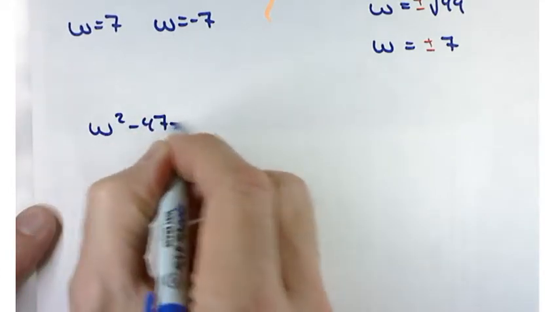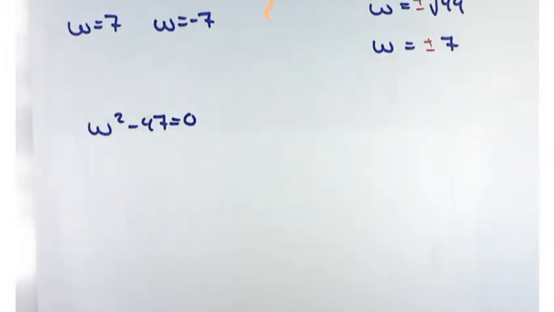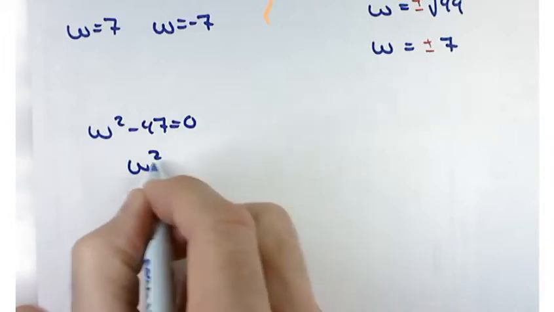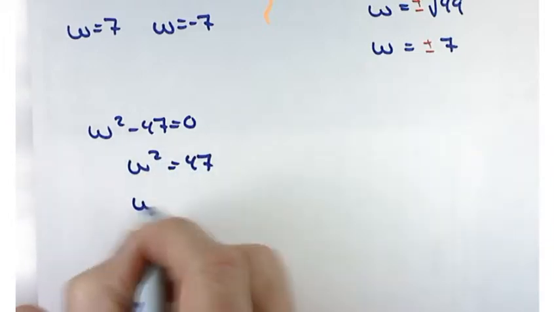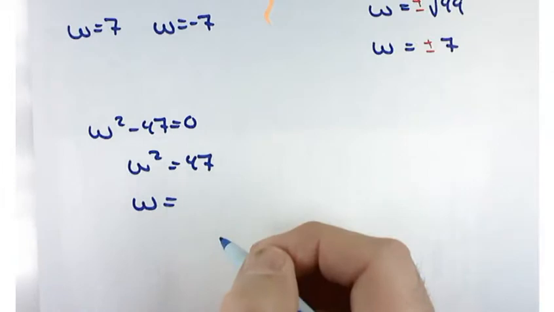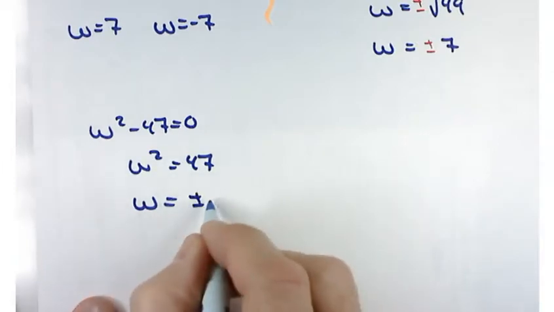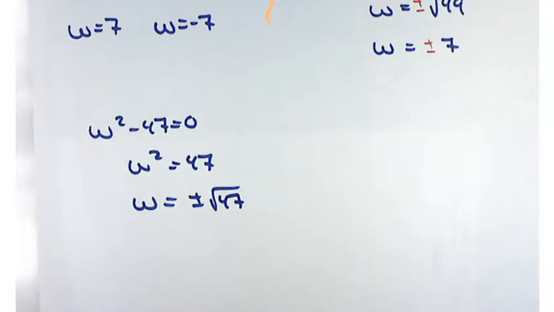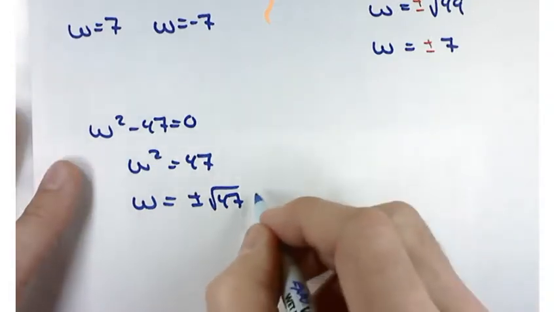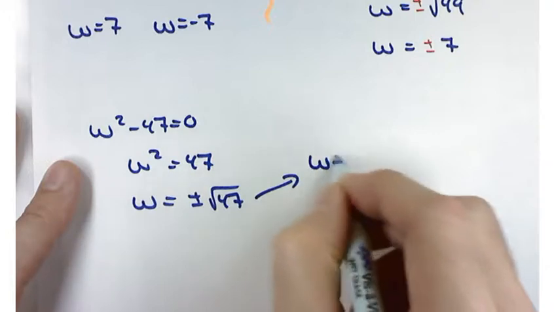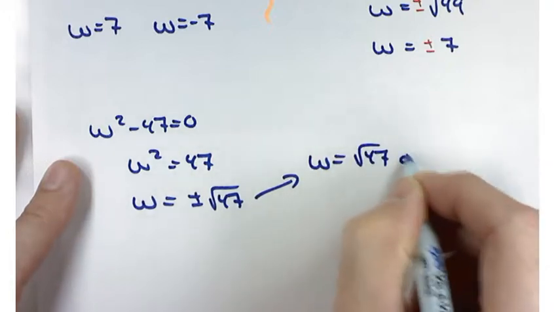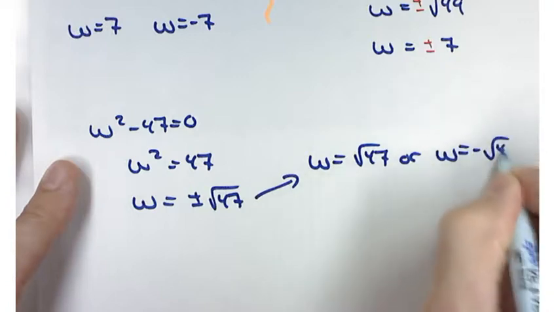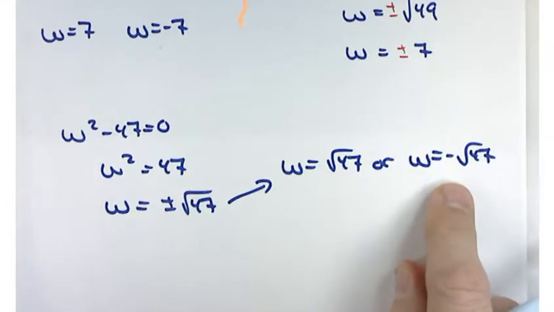works in general. Even if I didn't have nice numbers, like here, w squared equals 47. If I take the square root of both sides, I get w is plus or minus the square root of 47. Now, realistically, what this means is that w equals the square root of 47, or w equals negative the square root of 47.